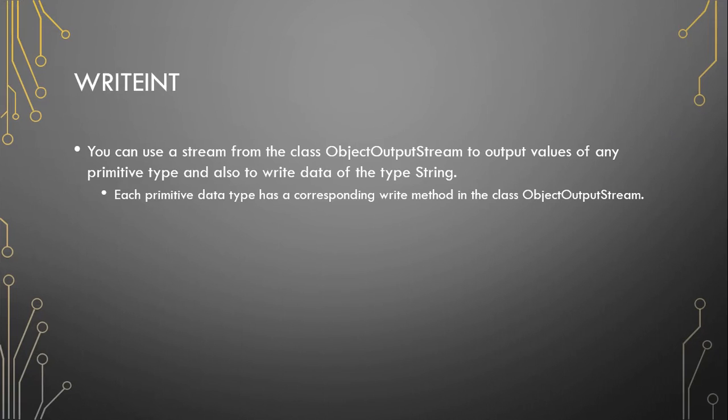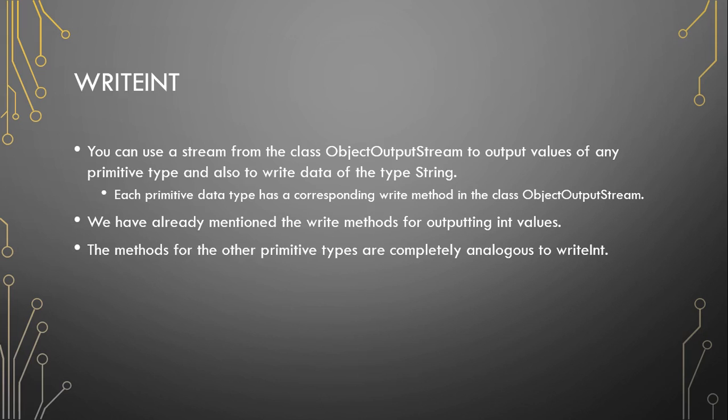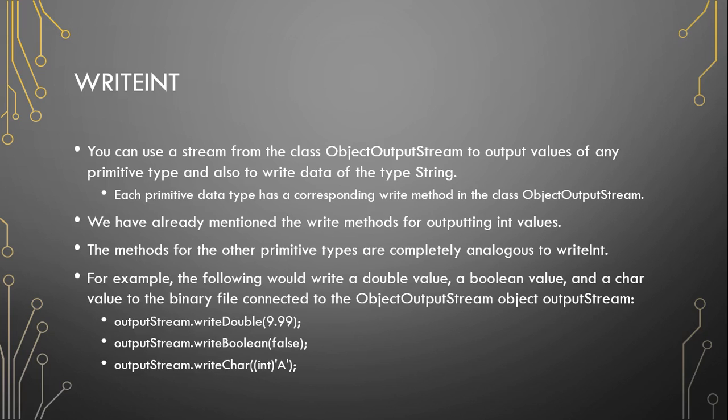Now, we can use a stream from the class ObjectOutputStream to write values of any primitive type and also to write data of the type String. Each primitive type has a corresponding write method in the class ObjectOutputStream. Of course, here's the first one, writeInt. We've already mentioned the methods for outputting data of int values. The methods for the other primitive types are analogous to writeInt, so they're going to function exactly the same way. For example, the following would write a double, a boolean, and a char value to the binary file connected to the ObjectOutputStream.